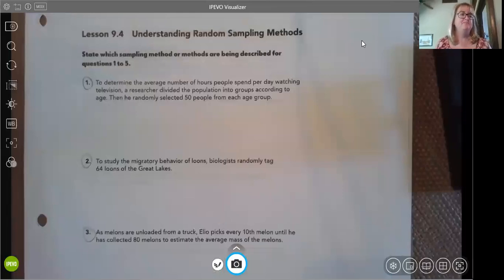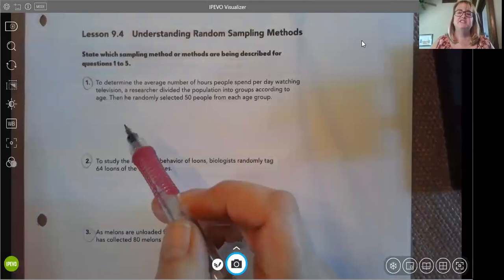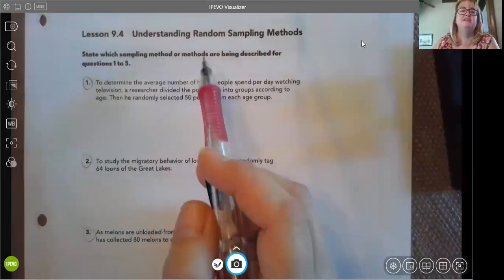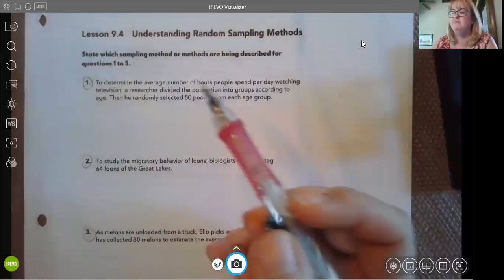The 3 methods. Simple random, that is names out of a hat. Stratified random, make your groups into population and then draw from each population names out of a hat. And then the last one, put everyone in order and pick every nth person or nth whatever. All right, so let's just get started. It says state which sampling method or methods are being described for questions 1 through 5.